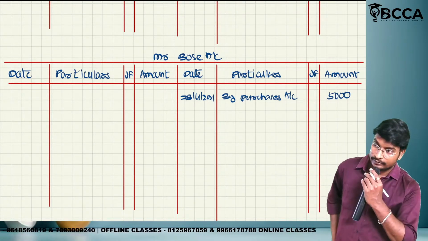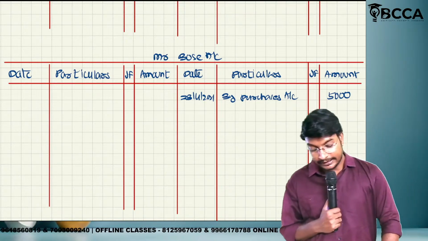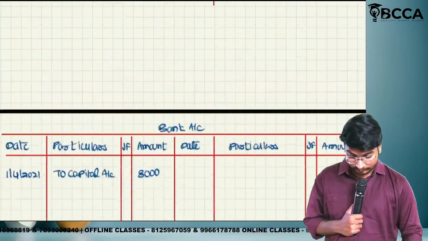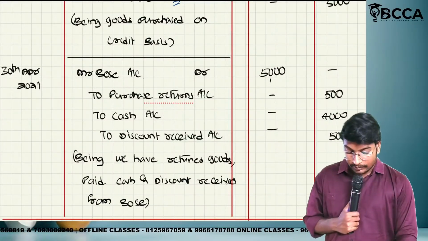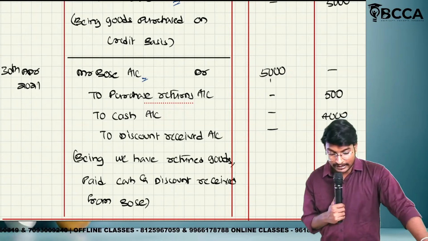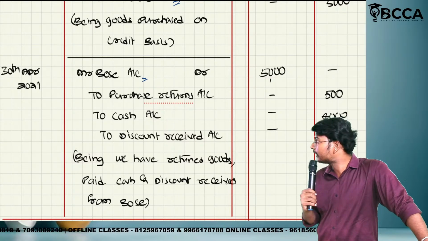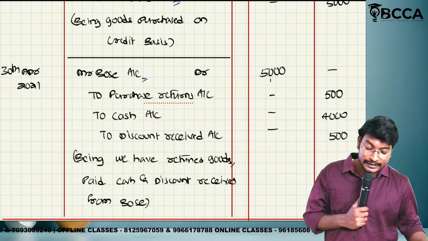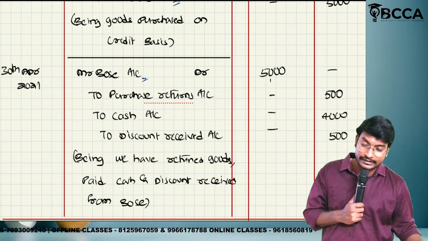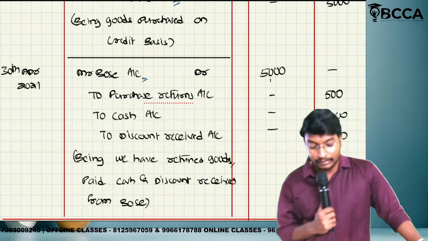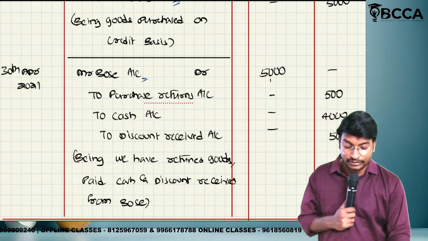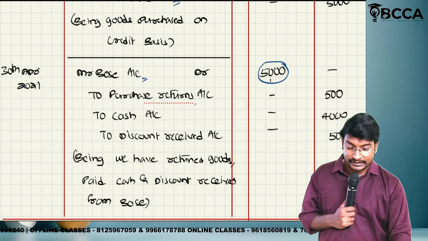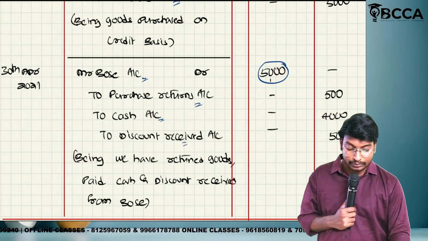And next is the final entry. What is the final entry, guys? Bose account debit to purchase returns, to cash, to discount received. So we need 4 accounts. Mr. Bose account is already opened. Purchase returns need to be open. Cash account is already open. Discount received account should be open. So in the Bose account, we have to record on the debit side of rupees total how much ma? 5,000. But we need to bifurcate this 5,000 to purchase returns, to cash account, to discount received.